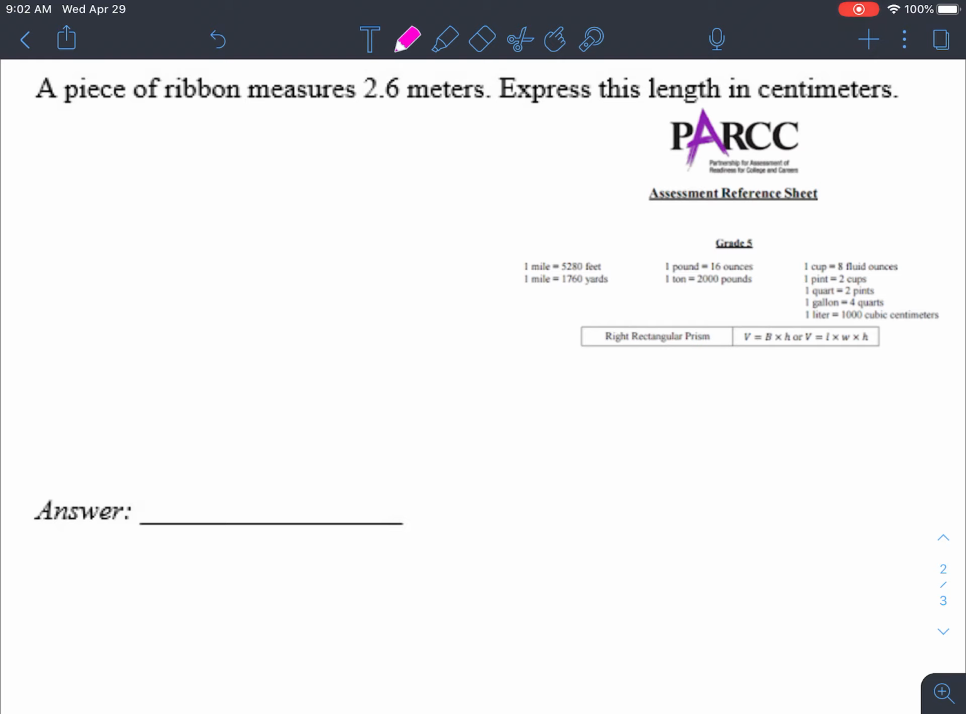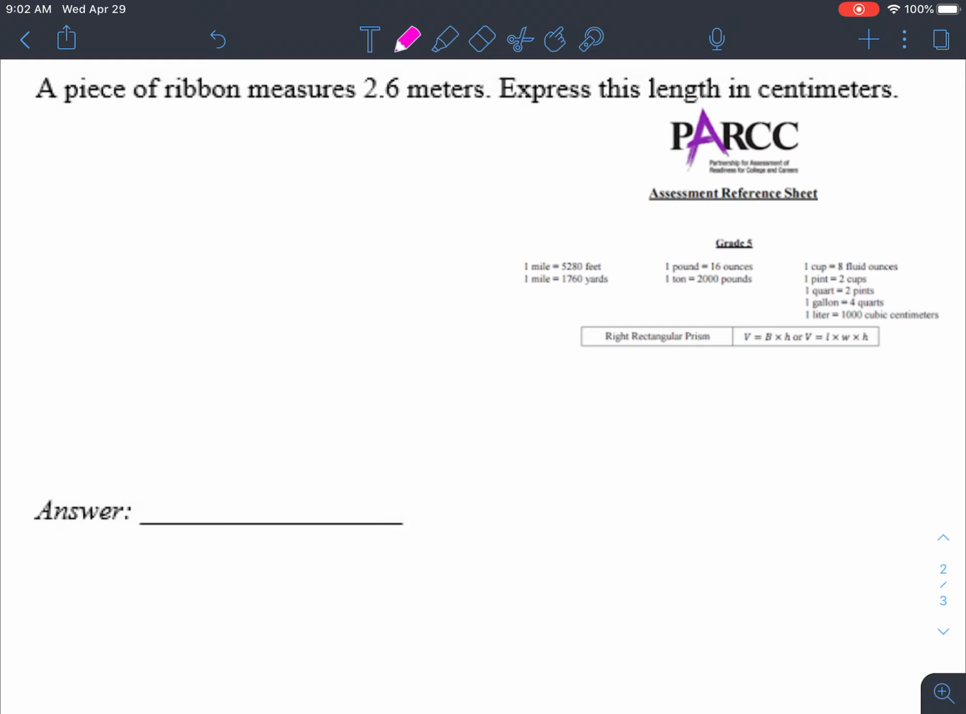All right, let's see what this problem is about. I know I have a piece of ribbon. I can envision this in my brain. It's kind of long. It's measured in meters. Remember that 1 meter is about the length from your shoulder to your fingertips. So that's pretty long.